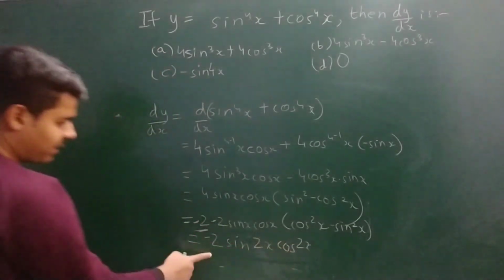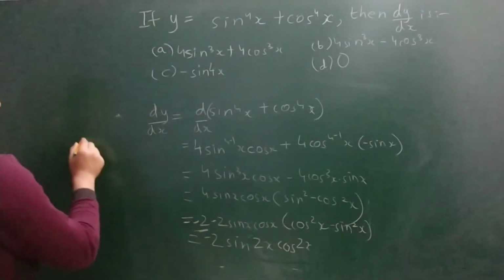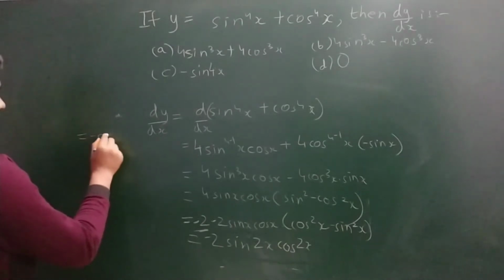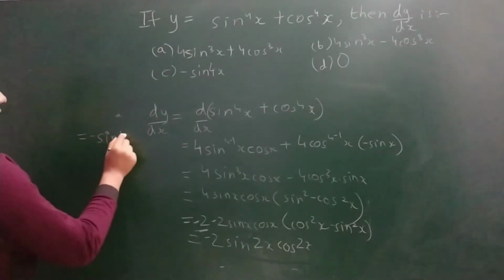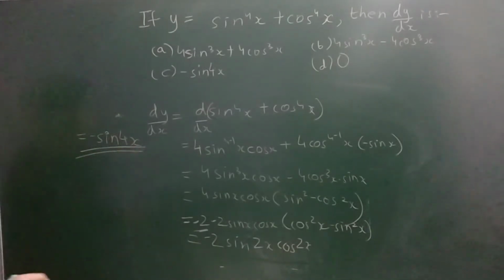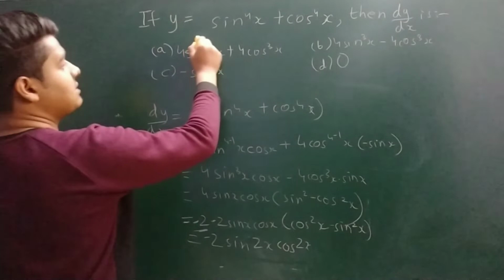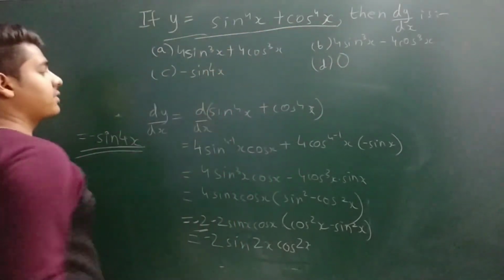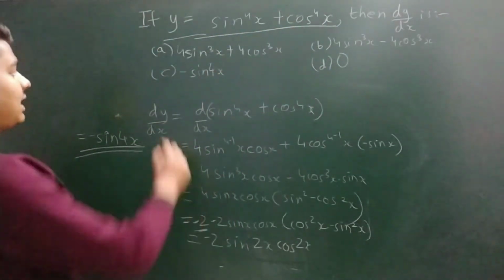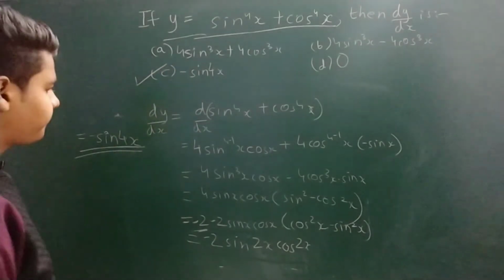So from this part, again minus 2 sin 2x cos 2x. This can again be written as minus sin 4x. And this is the final result. You can see the final answer when this part is differentiated with respect to x. That is, option C is correct.